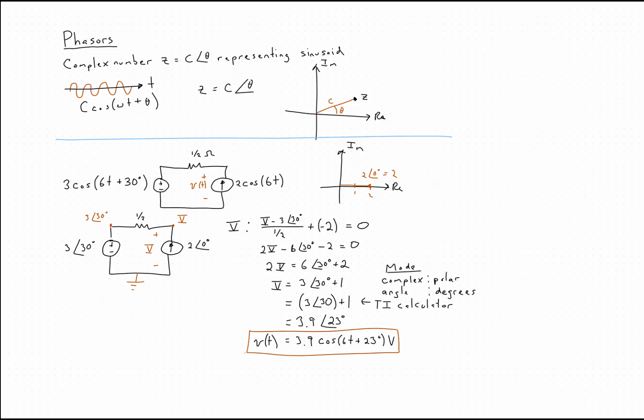So now that we've reviewed how to use phasors to solve circuits involving cosines and sines, possibly at angles, with sources but only resistors, let's find out how to use phasors to solve circuits that include capacitors and inductors as well.